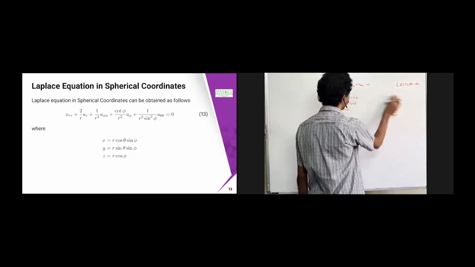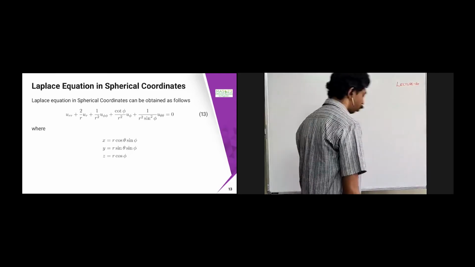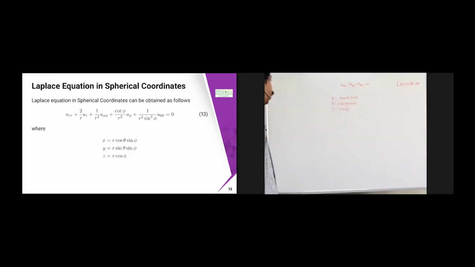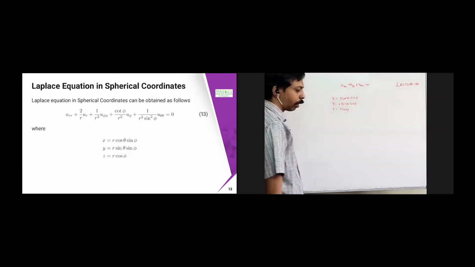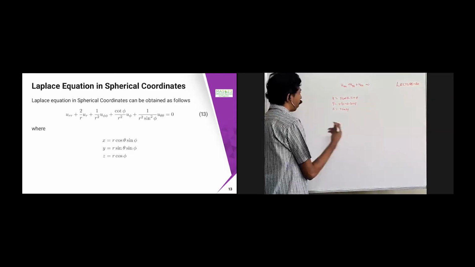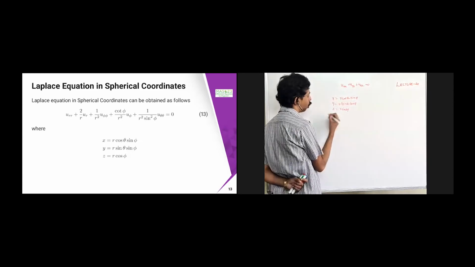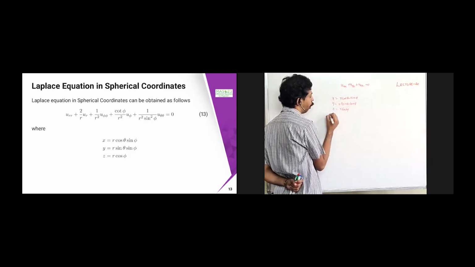So let's forget about this one and use this one. So x equal to r cos theta sin phi, y equal to r sin theta sin phi, and z equal to r cos phi. So this is the transformation given. In this case, similar kinds of things you need to do. That is given in my notes, and you can refer to that.